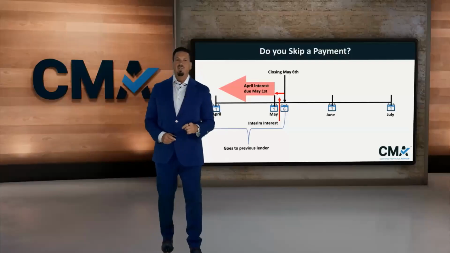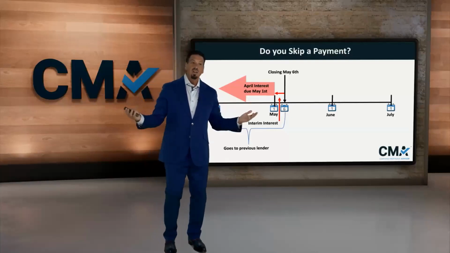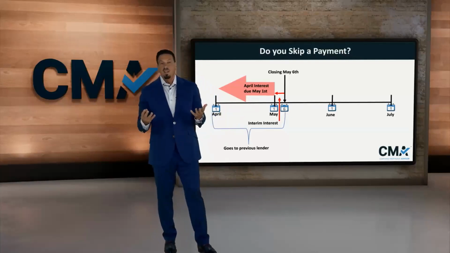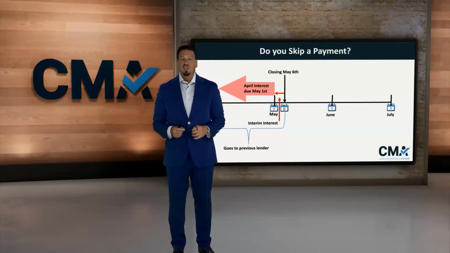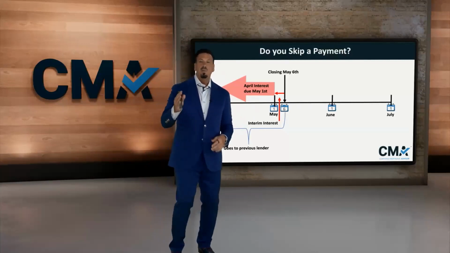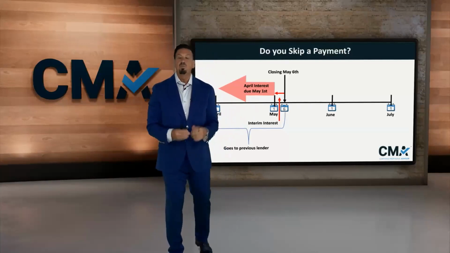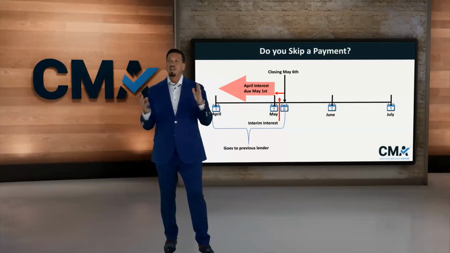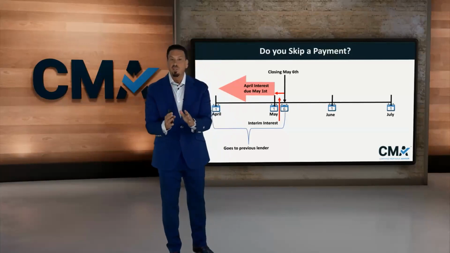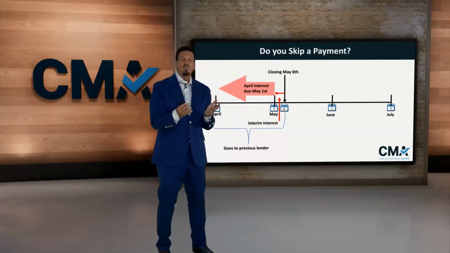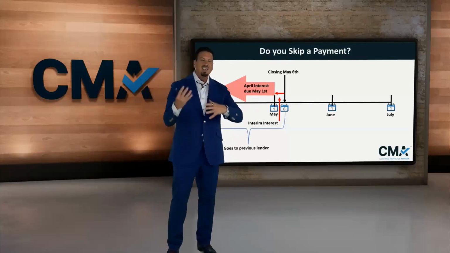Now we know that mortgages are paid on the 1st of the month. We know that they're paid in arrears. Realistically speaking, if you're closing on the 6th of May, your first mortgage payment really should be June 1st, but it doesn't work that way because lenders want it nice and neat, everybody to be paid the 1st of the month. The thing of it is, when June 1st comes around, it's an odd number of days.